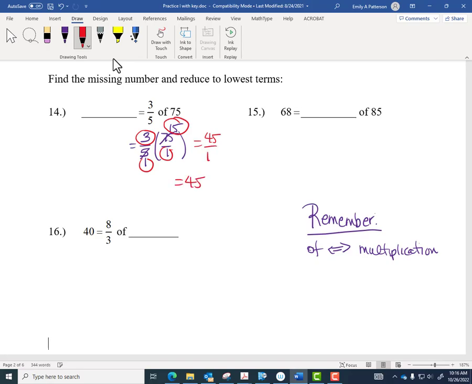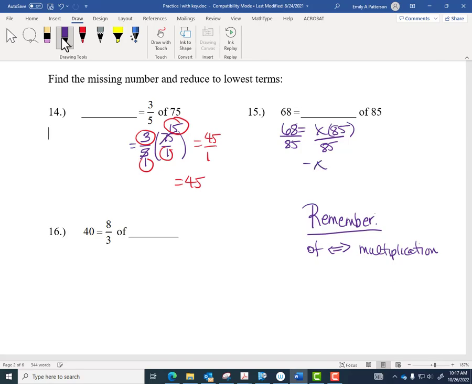Now in this case, the number that's being multiplied is missing, so what I can do is create an algebraic equation. So 68 is equal to x times 85. Of course, I'd rather write 85x, but I'm putting things in the original position. So x times 85. To solve this, I'm going to divide both sides by 85 to get the x by itself.